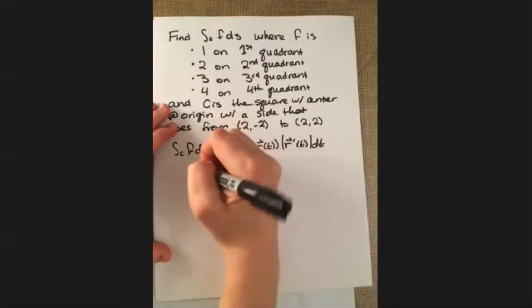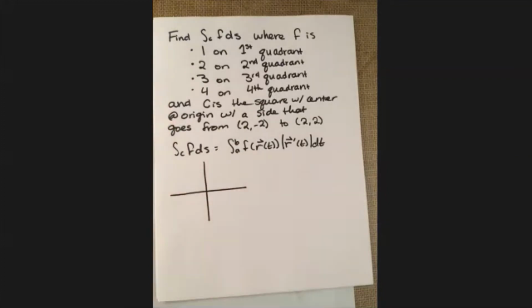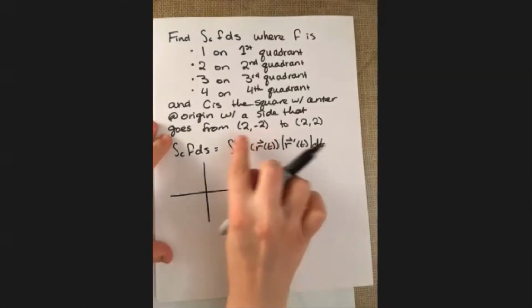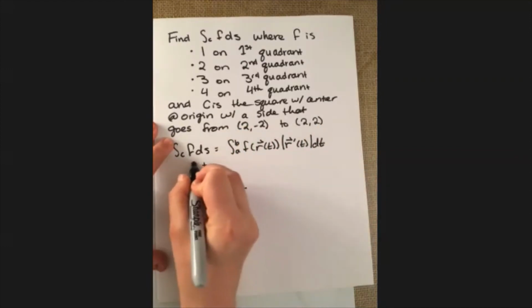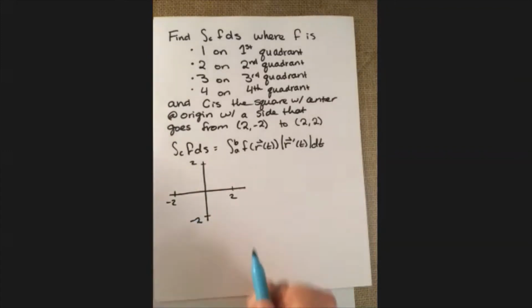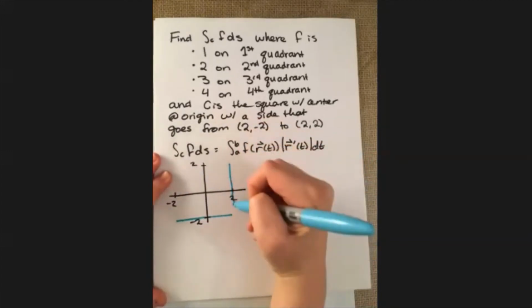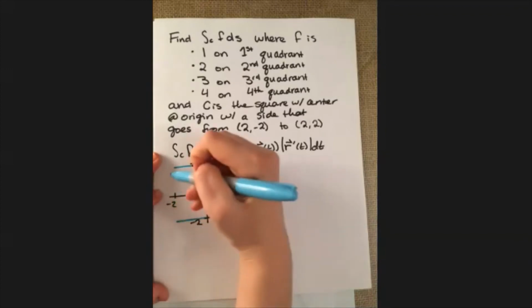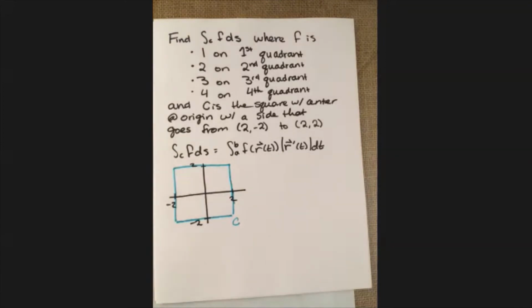All right, let's get some color. So it has a side that goes from (2, negative 2) to (2, 2). So I'm going to mark all the 2's around here. And so our square is going to look something kind of like this. It has its center at the origin. The side goes along all those twos like so. So there's our square. This is our curve C that we are interested in.